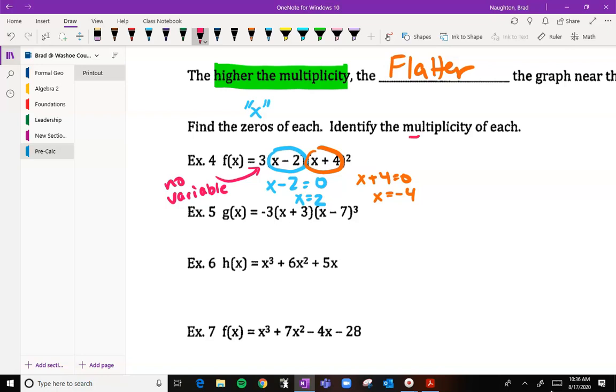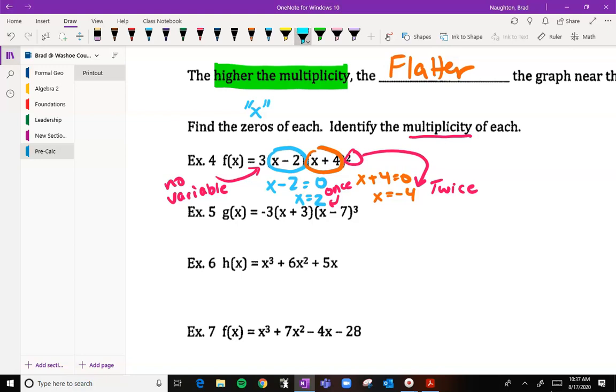Now, it also says the multiplicity. Because there are no powers there, our 2 is only going to be once. But since I have a squared here, it's going to hit that twice. It's going to count for 2 zeros, so it's going to be a bounce. Where x equals 2, it's going to pass through. X equals negative 4, bounce.